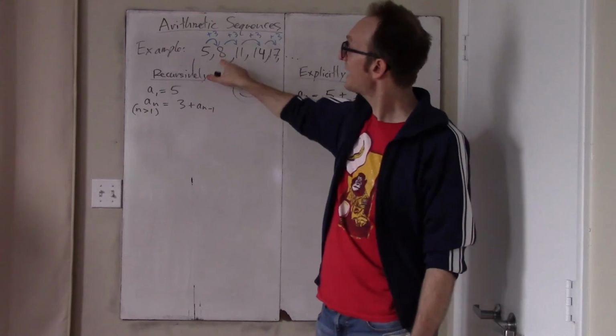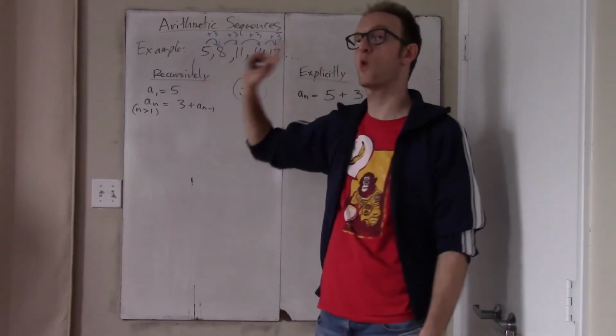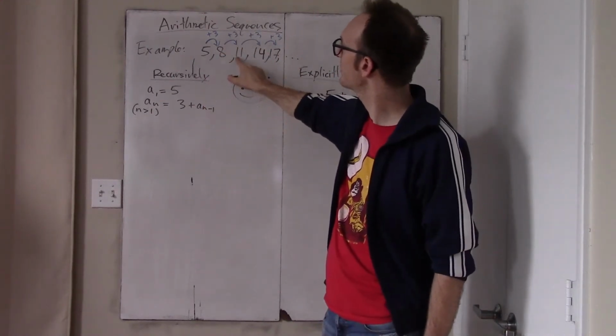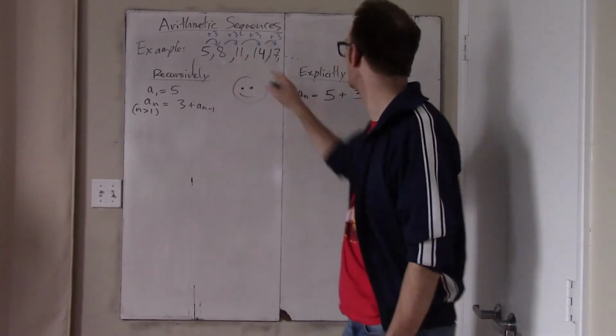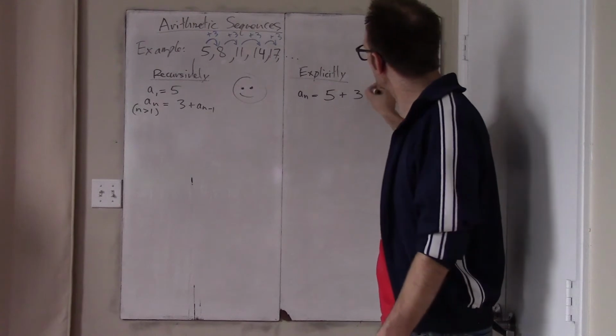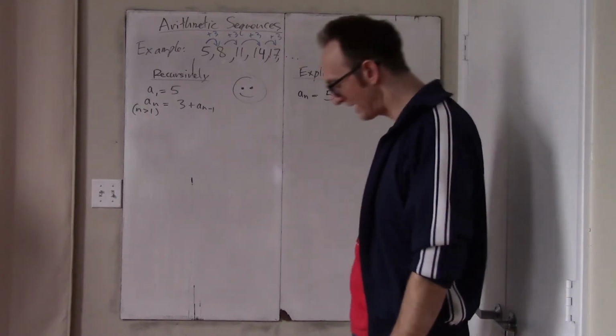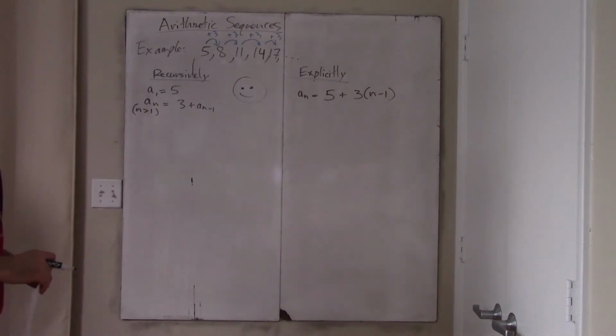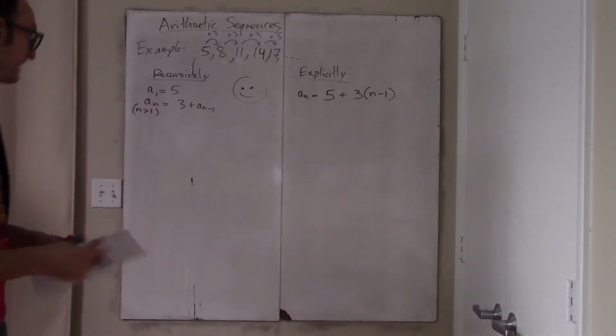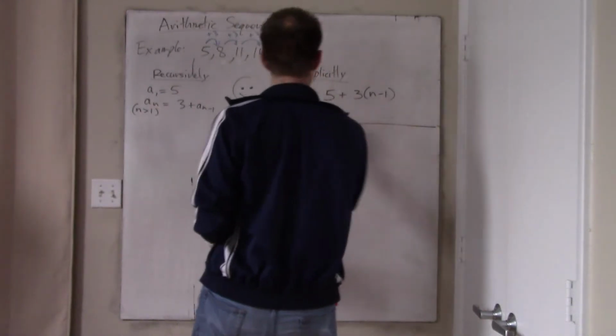If I'm on the second term, how many 3's have I added? 1. If I'm on the third term, how many 3's have I added? 2. If I'm on the fourth term, how many 3's have I added? 3. And so the answer is that to get the nth term in an arithmetic sequence, I need to add 3 n minus 1 times. I think that's pretty straightforward.